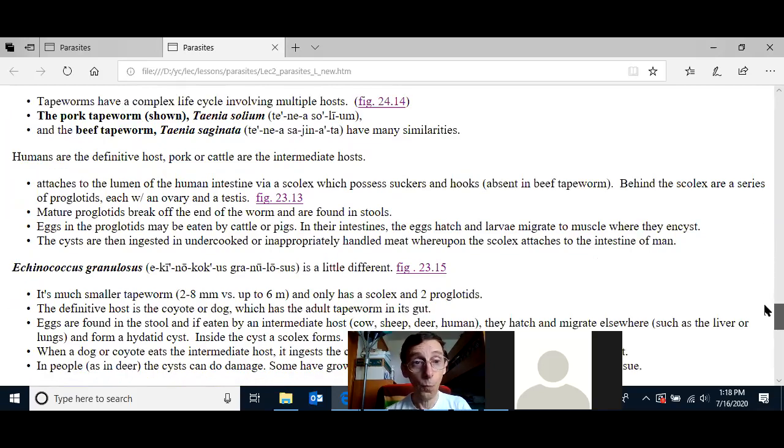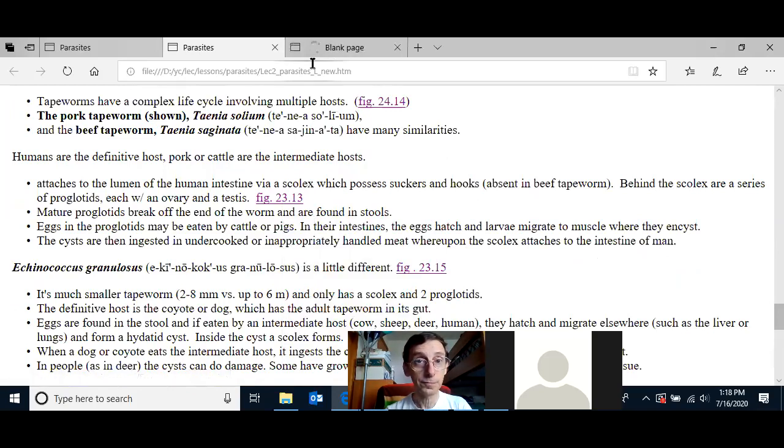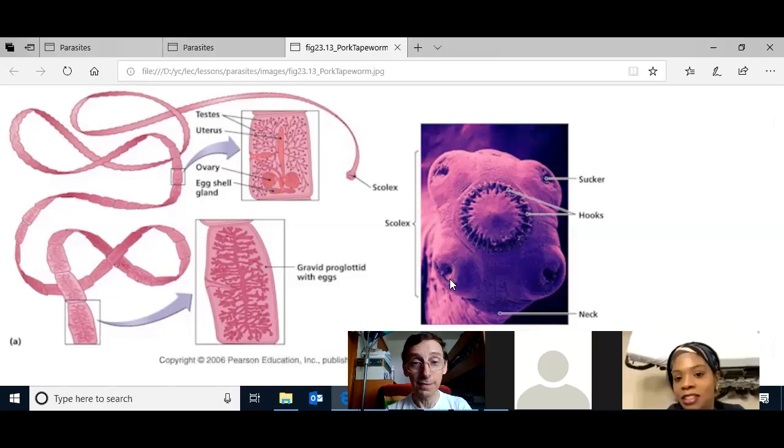First, when the human becomes infected, the tapeworm comes out of the cyst and it has a scolex already formed. Let me show you a picture of the scolex. So there is the pork tapeworm scolex, and you'll notice it has hooks for attaching to the human intestines, and then it has suckers which can also attach to the intestines.